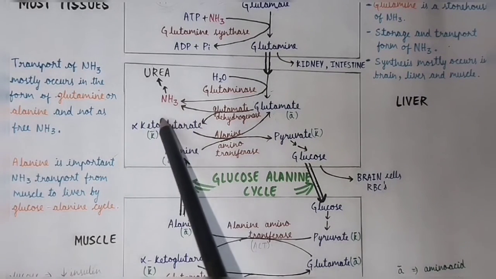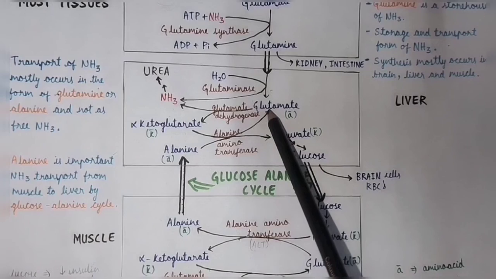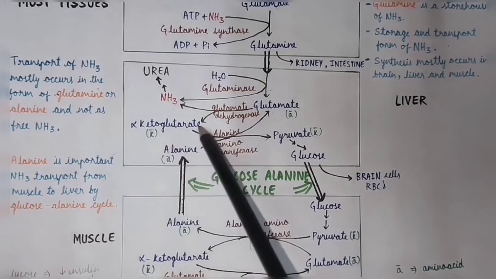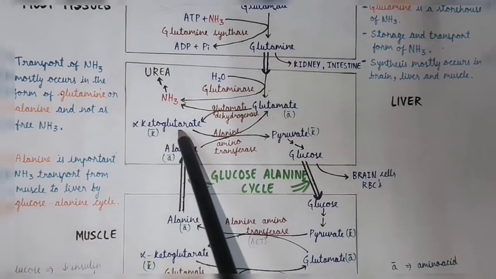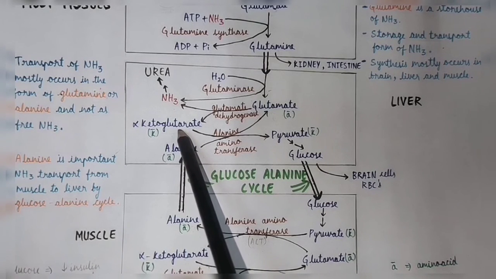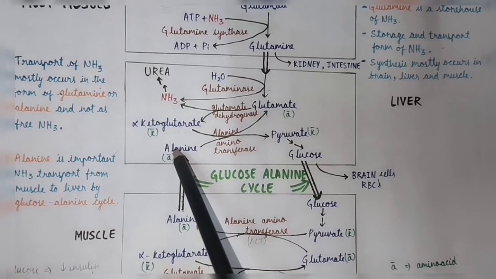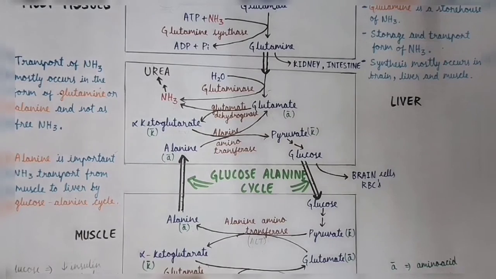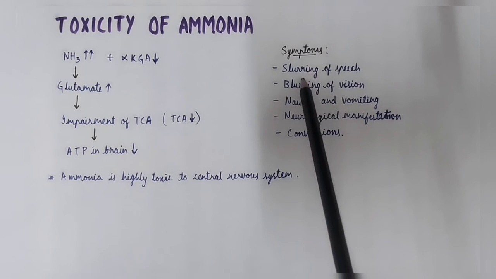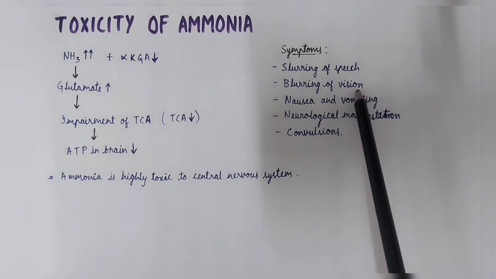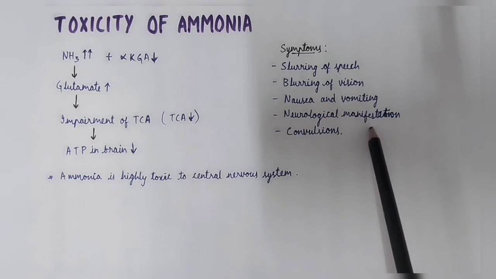Since the concentration of ammonia is high, it utilizes more alpha ketoglutarate to convert it into glutamate. So the concentration of alpha ketoglutarate decreases. Alpha ketoglutarate is an intermediate of the Krebs cycle. So there will be a decrease in the production of ATP, which directly affects the central nervous system. Symptoms include slurring of speech, blurring of vision, nausea and vomiting, and neurological manifestations such as convulsions.